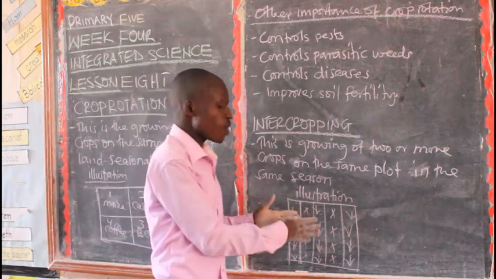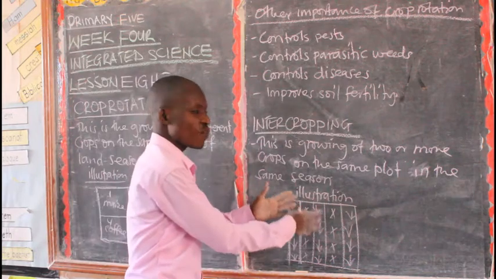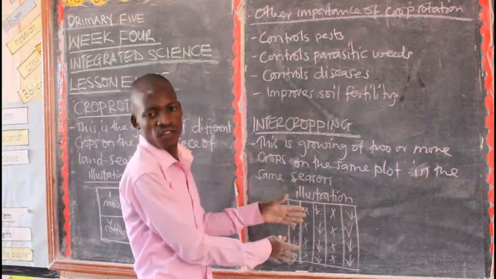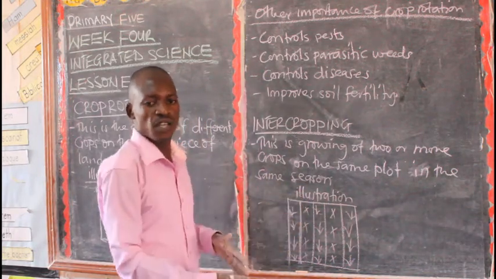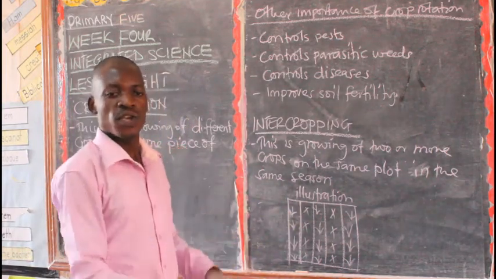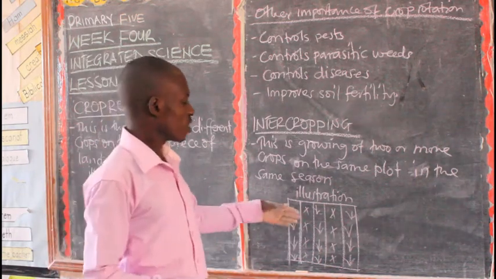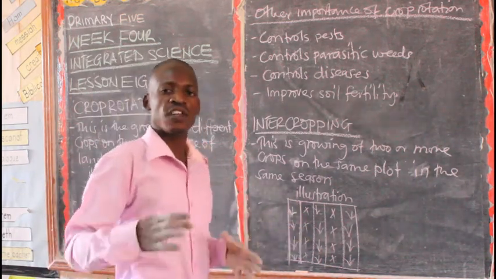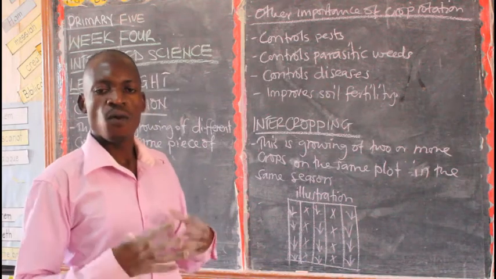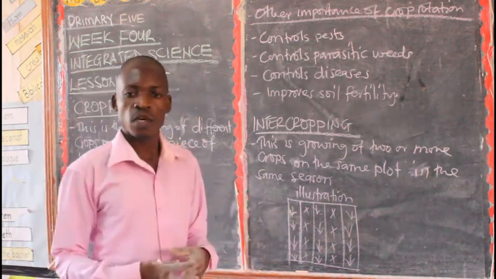Now, intercropping provides extra vegetation cover. If the spaces which were left where soil erosion could take place, fast flowing water could take the soil, you are now covering it with groundnuts or beans, which give extra vegetation cover. So this vegetation cover will reduce the speed of fast flowing water. In that way, you are controlling soil erosion.